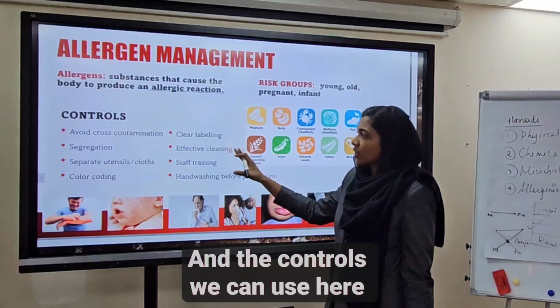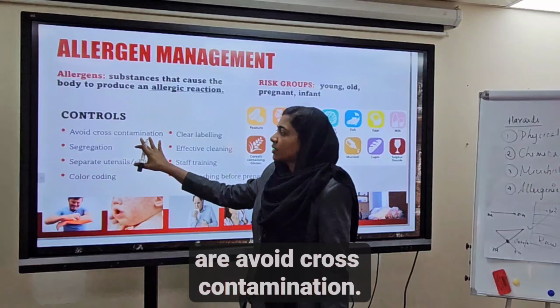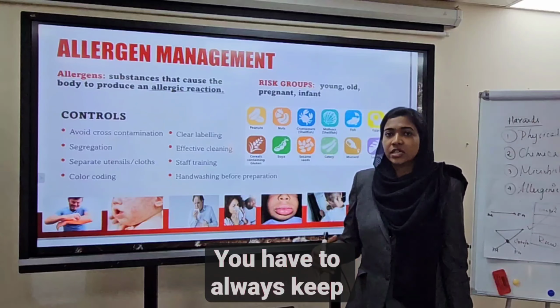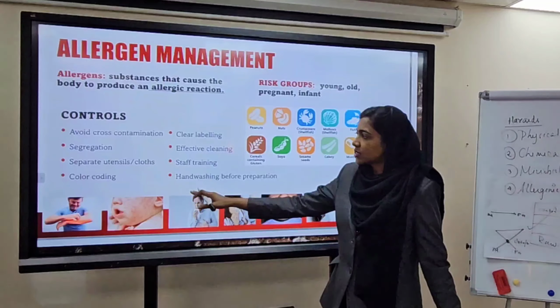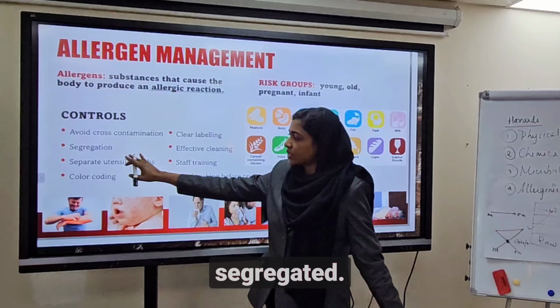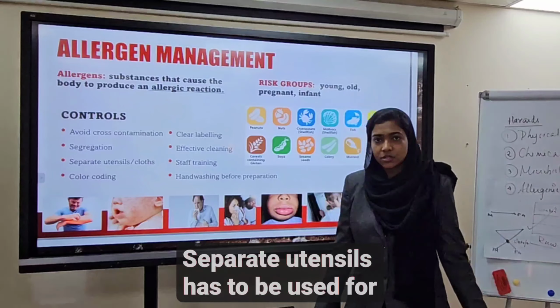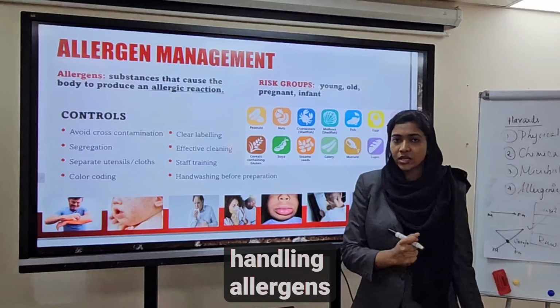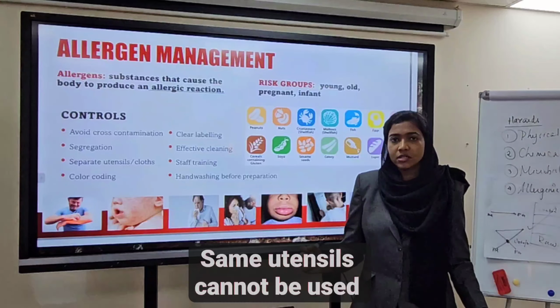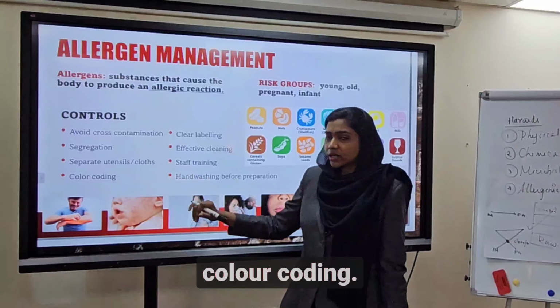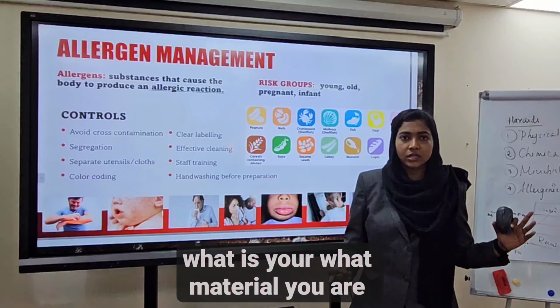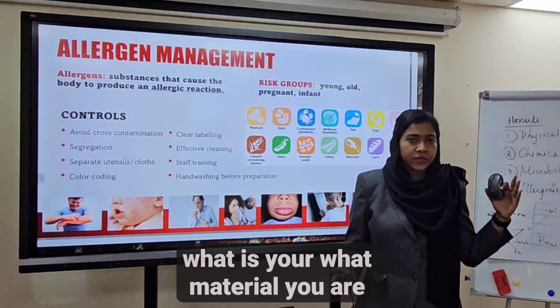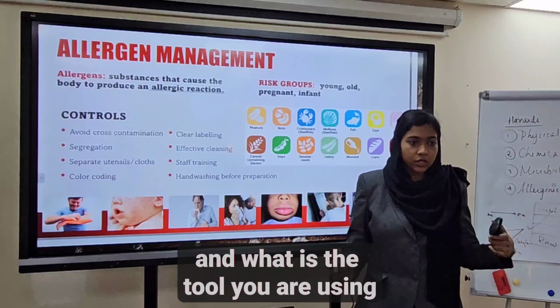And the controls we can use here are to avoid cross-contamination. You have to always keep allergens and non-allergens in different areas. They have to be properly segregated. Separate utensils have to be used for handling allergens and non-allergens. The same utensils cannot be used. Color coding: different color-coded tools should be there, to physically see what material you are handling and what tool you are using.